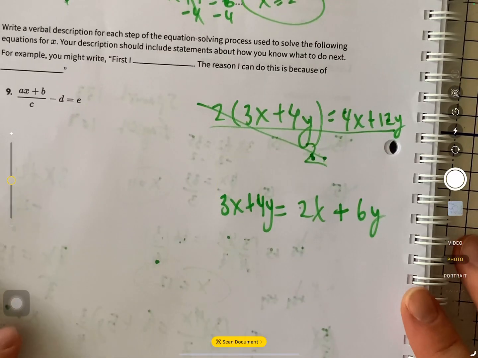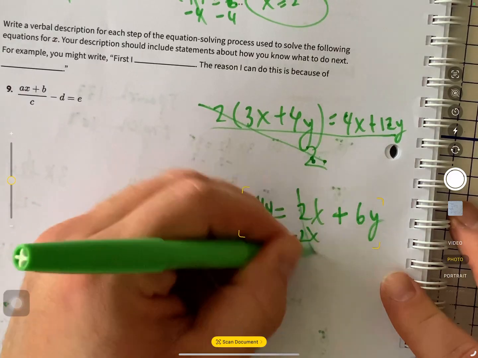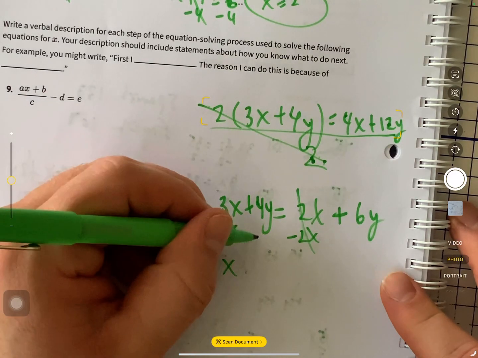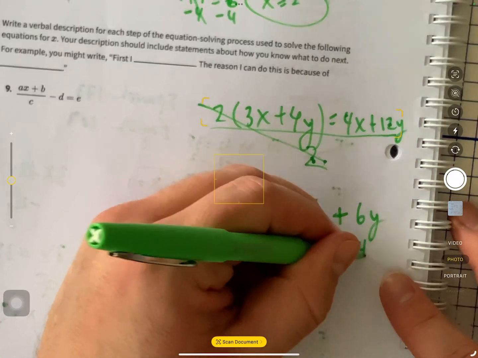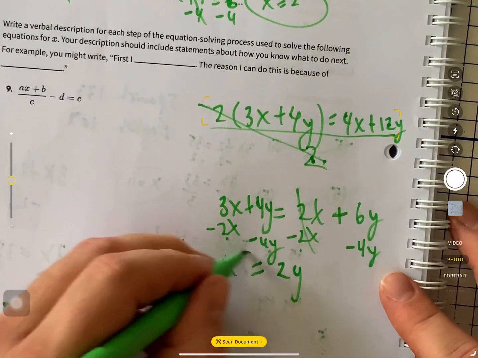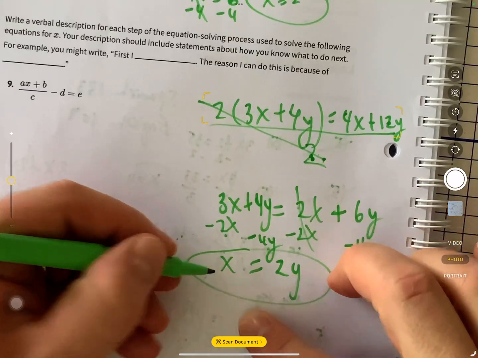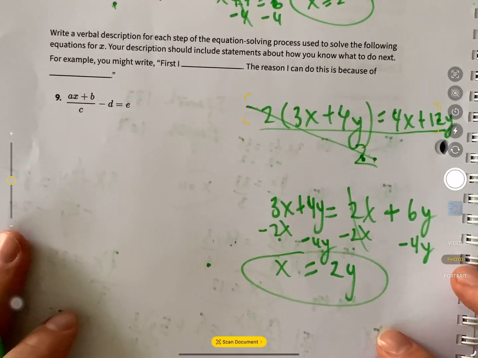Okay. I'm still going to do my minus 2x. It's the same as the problem before. I'm still going to have x here, but I have to subtract 4y now. So it ends up being x equals 2y, and that is actually your stopping point because it said solve for x, and x is by itself. Okay, and by the way, 3 minus 2 is 1x, but 1x is the same as x, so you're good.